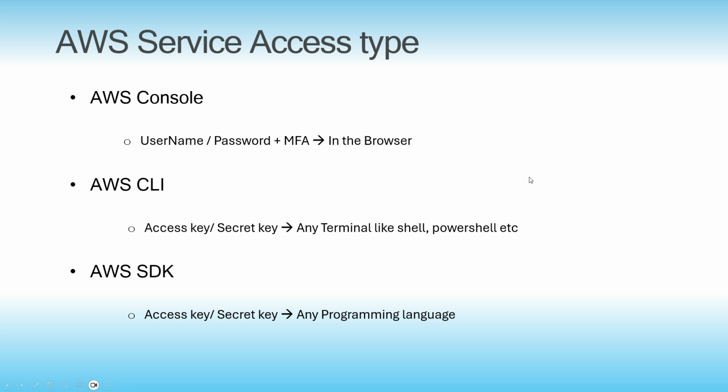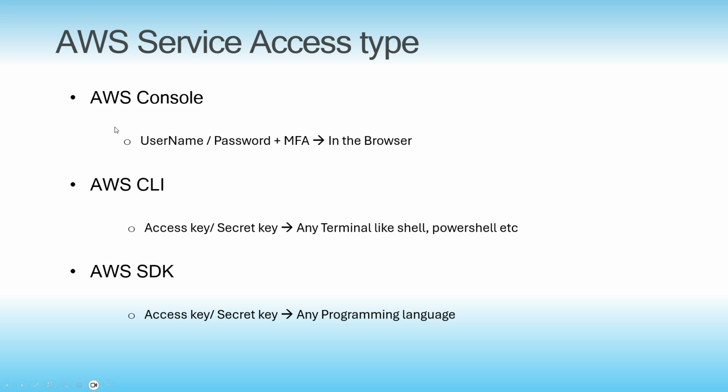Now, in order to access AWS, there are three types of access right now. First one is the AWS console. The last video I showed you was fully based on the AWS console, but today I will show you how to configure the CLI as well as the SDK. I am not going to show the SDK, but I will tell you what it means.